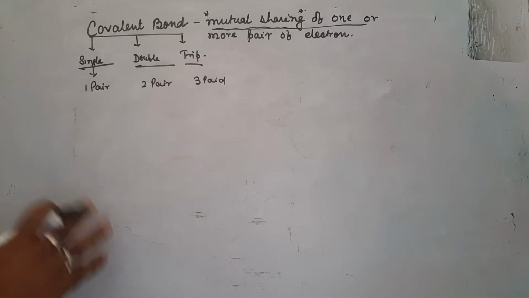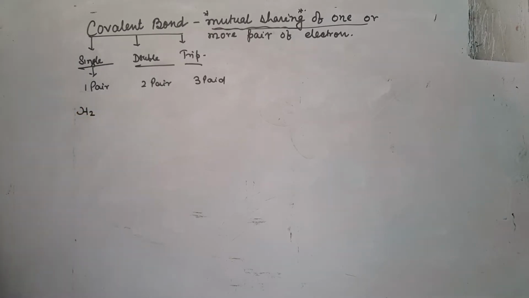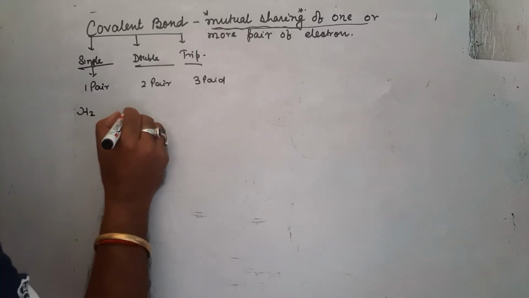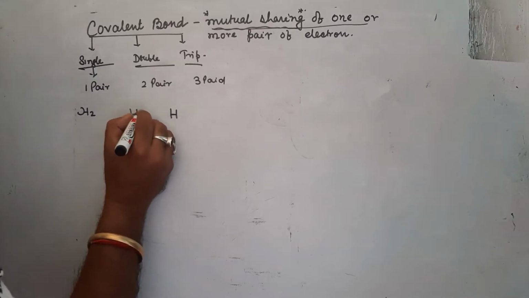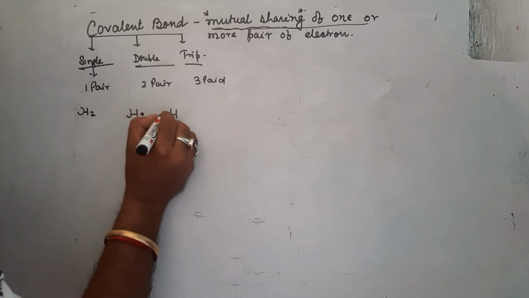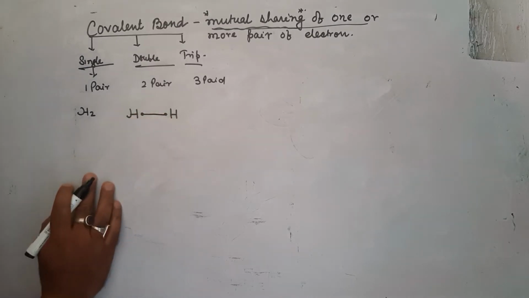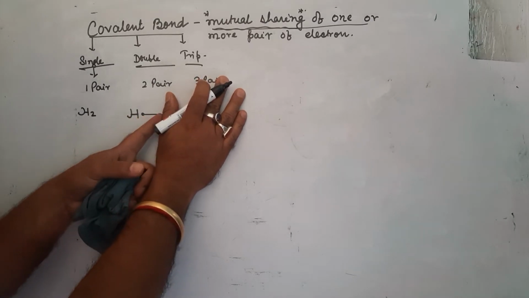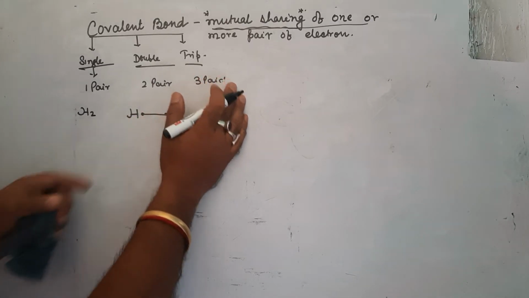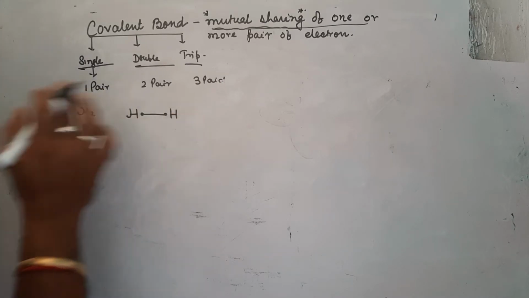With an example you can easily understand it. Suppose hydrogen molecule: two atoms of hydrogen, here one hydrogen, here one hydrogen. What is the outermost shell electron of hydrogen? One, and here also one. So they mutually share. Now this hydrogen has two electrons, and here also two electrons. That means they complete their duplet.